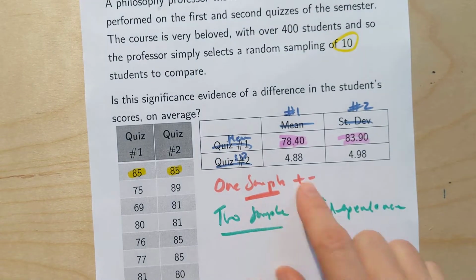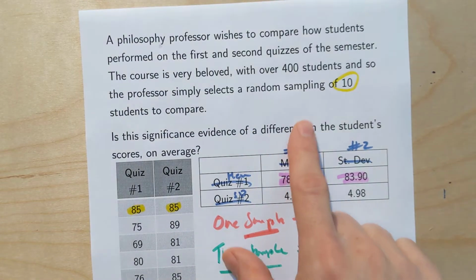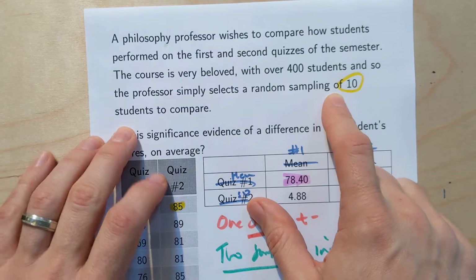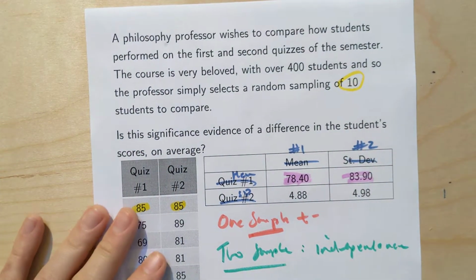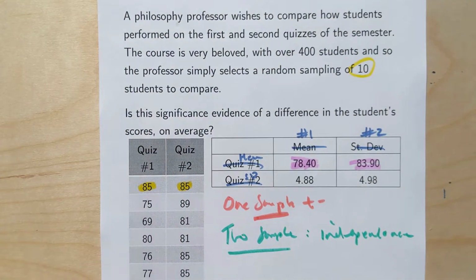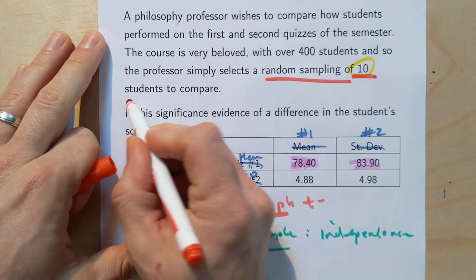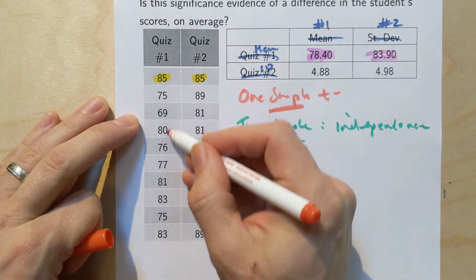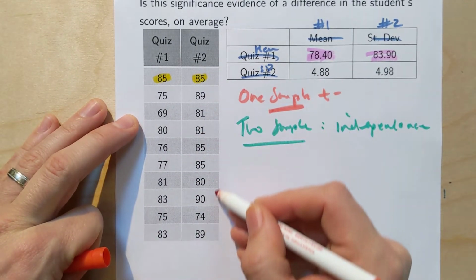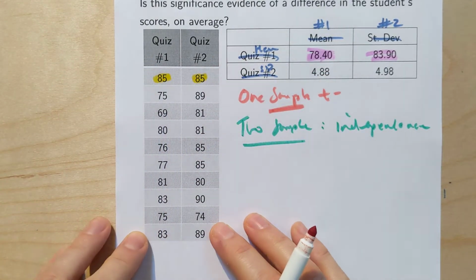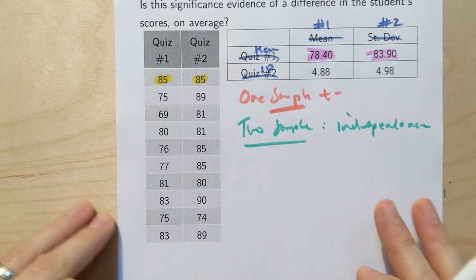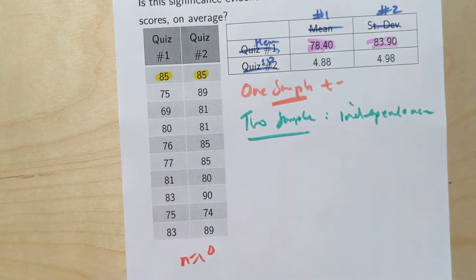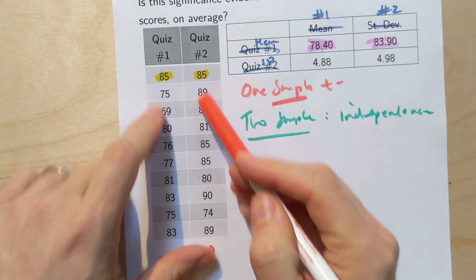What else would really indicate it? Well, notice how it's described here. The course is beloved. The professor simply selects a random sampling of 10 students to compare. It indicates in the problem that this is a sampling of only 10 students. And I count here, 1, 2, 3, 4, 5, 6, 7, 8, 9, 10. If these were two separate samplings of 10 each, then my total sample size should have been 20. But in fact, n is only equal to 10. Which is further evidence that this data is actually paired.